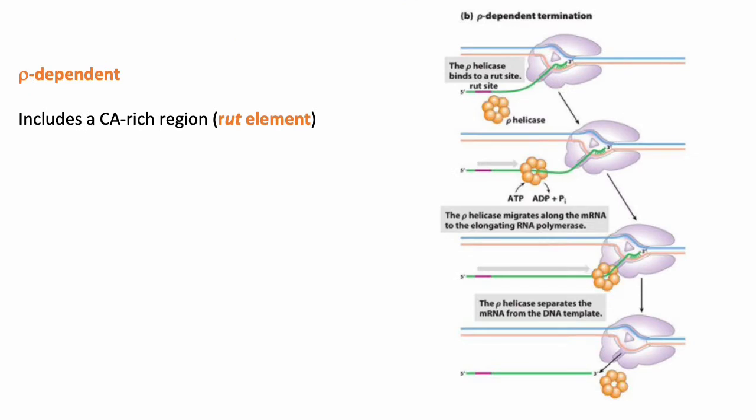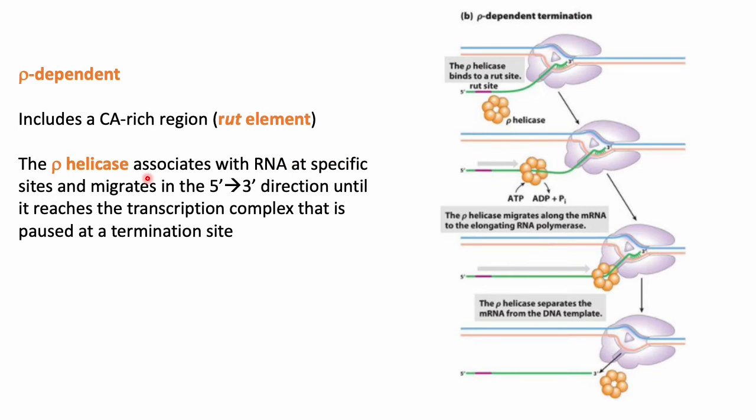In the case of Rho dependent, this is a little bit different. It essentially involves the Rho helicase, which binds to a rut element. This includes a CA rich region known as the rut element. And the Rho helicase associates with the RNA at a specific site, and then migrates in the 5' to 3' direction.